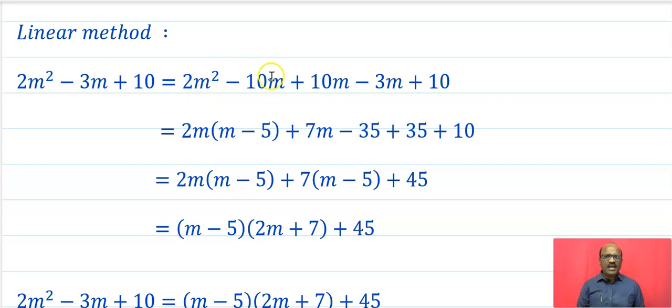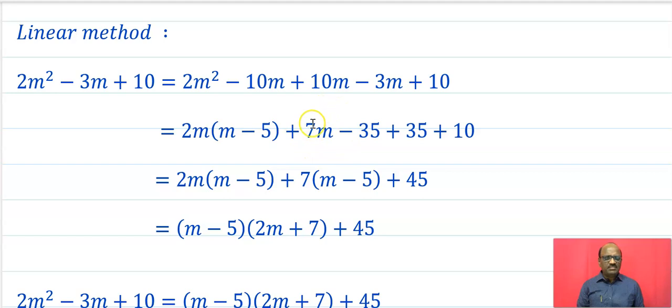What term should we add or subtract so that if I take 2m as common from these, then in the bracket you will get m minus 5. So I am adjusting, adding 10m and subtracting 10m. Therefore I had taken 2m as common and then in the bracket m minus 5. What about the next? Again the 10m minus 3m, you will get 7m.